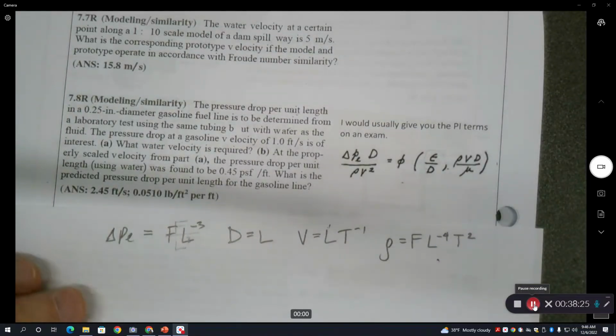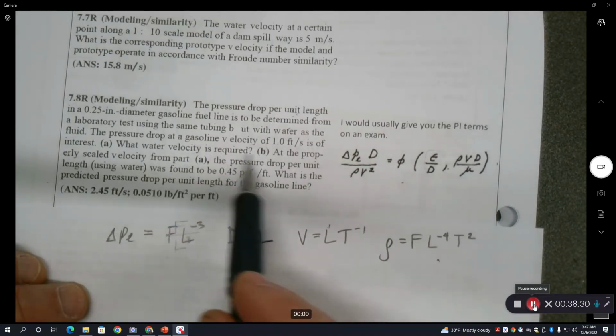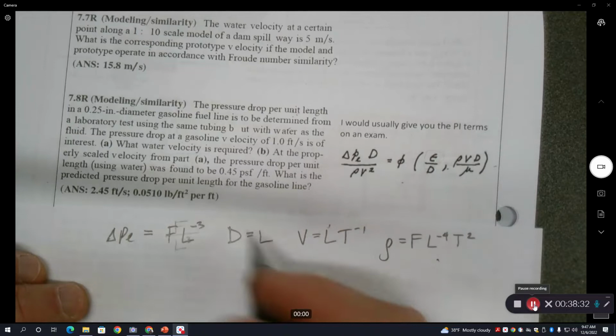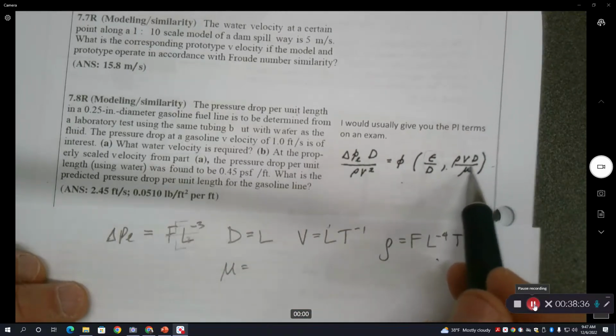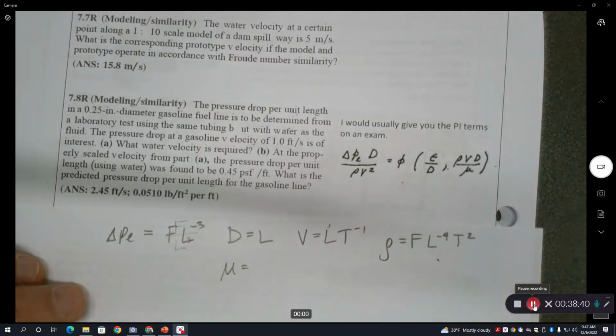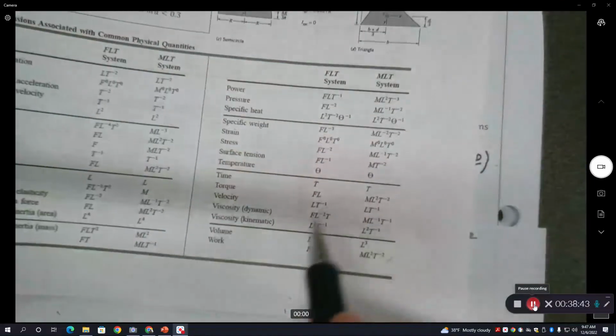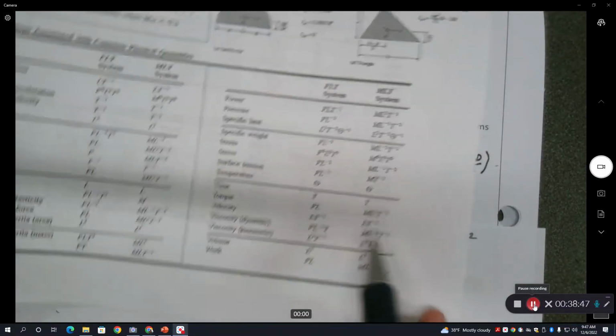And then, of course, there is the water. So I think we just implied that we're going to have the viscosity. We already know the answer here, so we're just trying to work through the problem. But see, viscosity once again, and this dynamic viscosity is FL^-2 T.